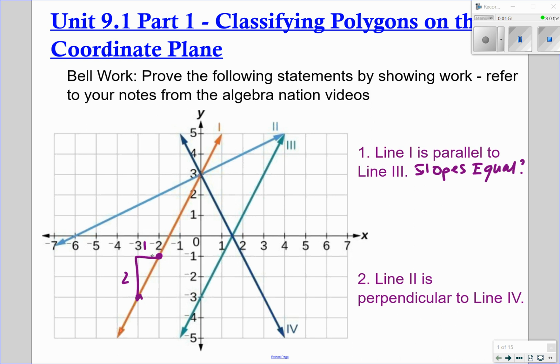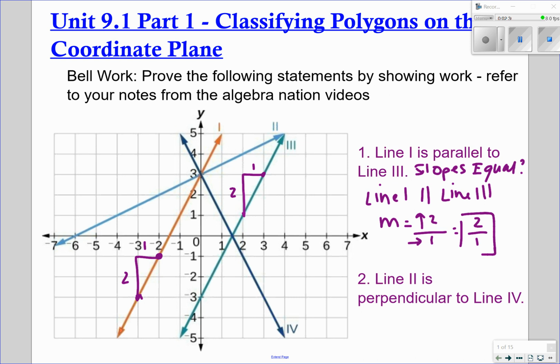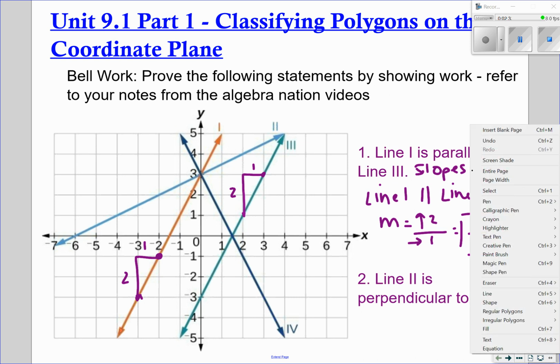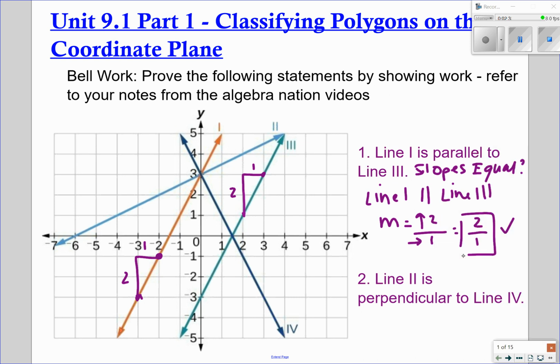Then if we look at line 3, we can also find 2 nice points. Here's one, and here's one. If we do our rise over run here, it is the same as 2 over 1. So we would say that line 1 is parallel to line 3. They both have a slope of up 2 and over 1, or that gives us a positive slope of 2 over 1.